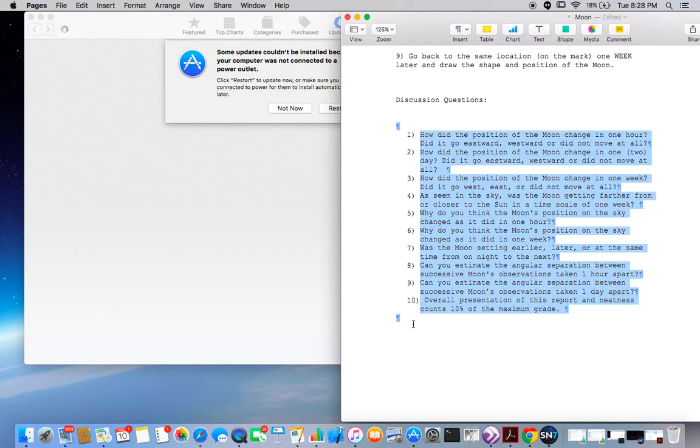And then you try to explain why the moon is changing position, or apparent position, as you observe 1 hour later, 1 day later, and 1 week later. Okay? So let me know if you have any question regarding that. And pretty much that's it.